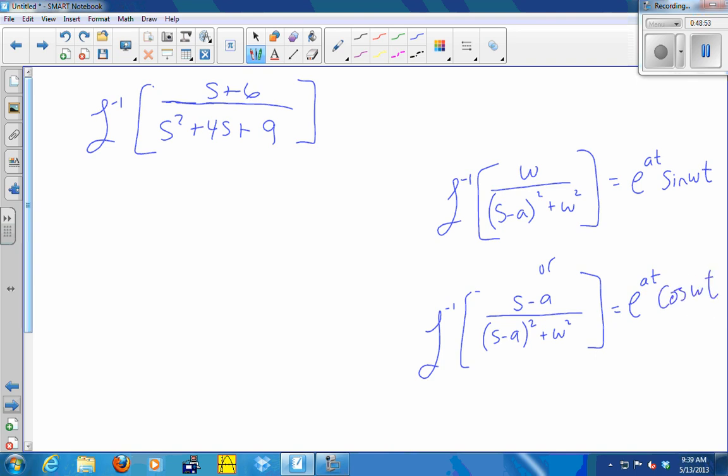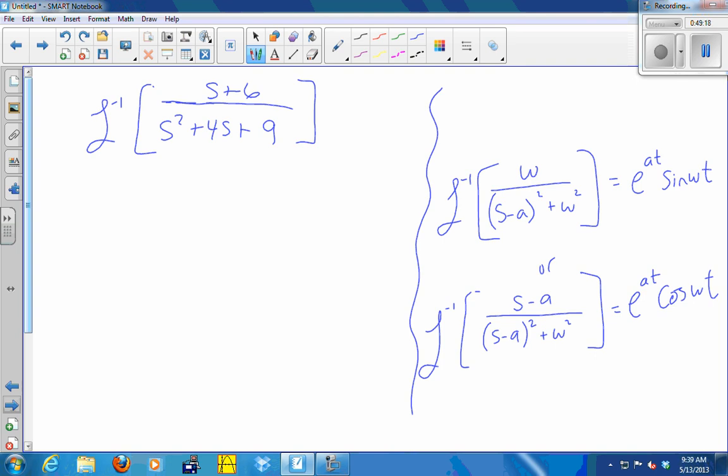Cosine omega t. Okay. So these are the only two candidates. I'm looking through the table and trying to figure out which of the entries I can make this look like. These are the only things that have something in the denominator squared, right? So I'm going to try to make this look like one of these.